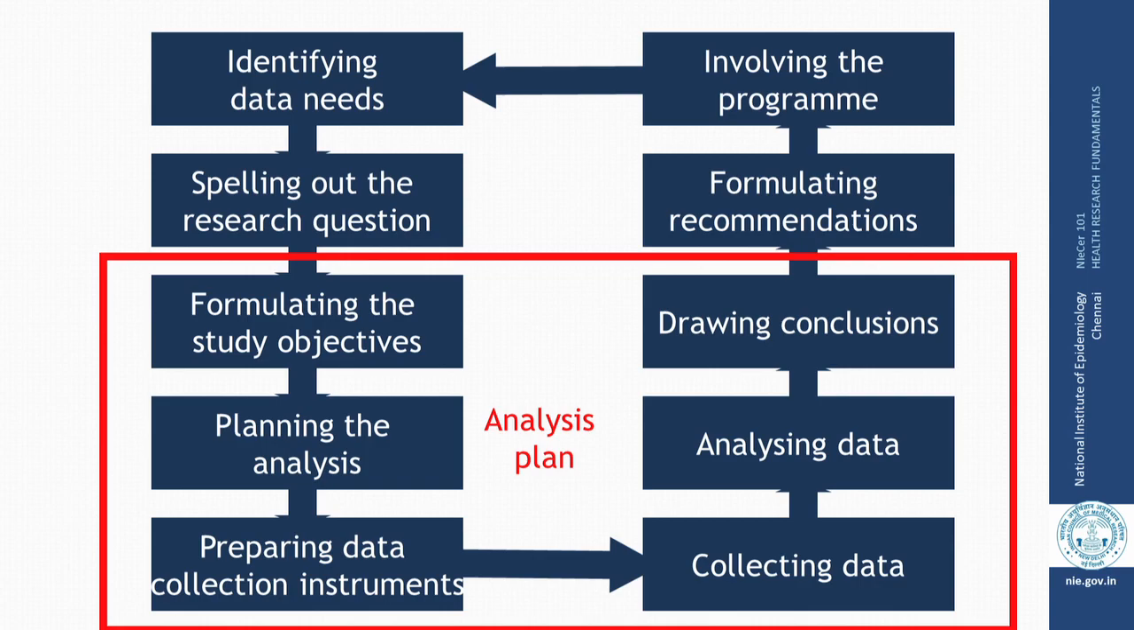Any research process typically starts with identifying the need for that particular research, then correctly verbalizing or spelling out the research question, formulating the study objectives, planning the analysis, then preparing data collection instruments, then collecting data, analyzing data, drawing appropriate conclusions, making the specific recommendations to the concerned people, and eventually again assessing whether the needs that we had initially identified have been fulfilled or not, or whether there is any need to do anything else.